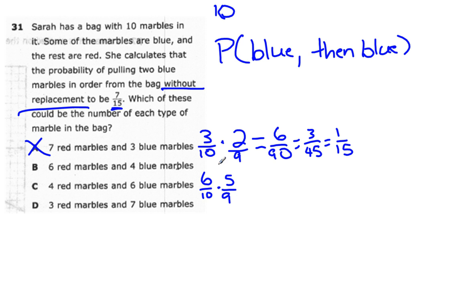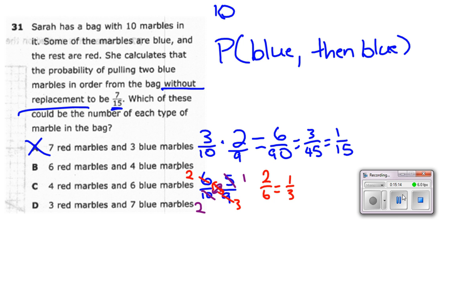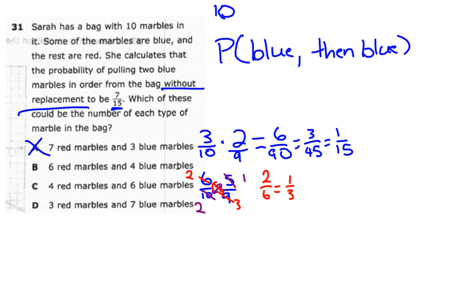And we can simplify this before we multiply. So 5 and 10, we can divide both of those by 5 and get 1 and 2. 6 and 9 we can both simplify by 3. So we get 2 and 3. So this one here we get 2 over 6, which is the same as 1 over 3. Okay, so 1/3 is our answer for that one.